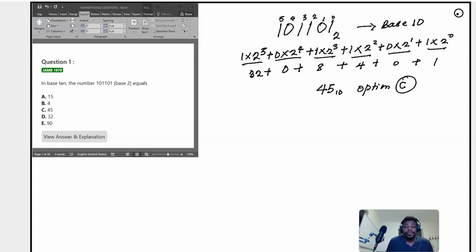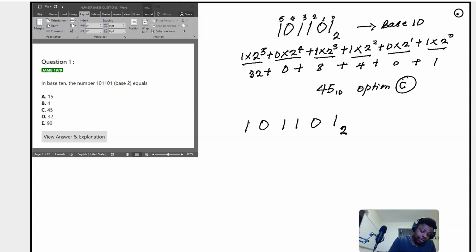Now, if you are in an examination hall where you have options like A, B, C, D, E, there are easier ways to finally get your answer. I'm going to explain that to you. Let's check it out. 101101 base 2. Now, when you are converting from other bases to base 10, you can easily use this method.